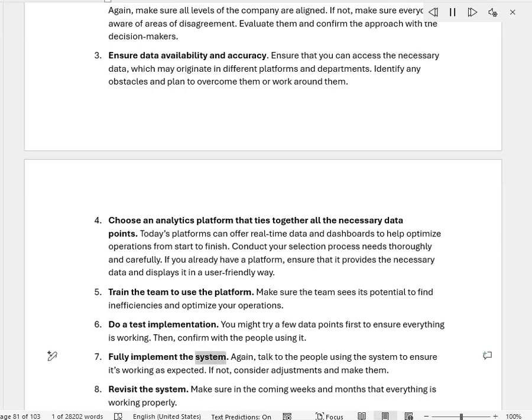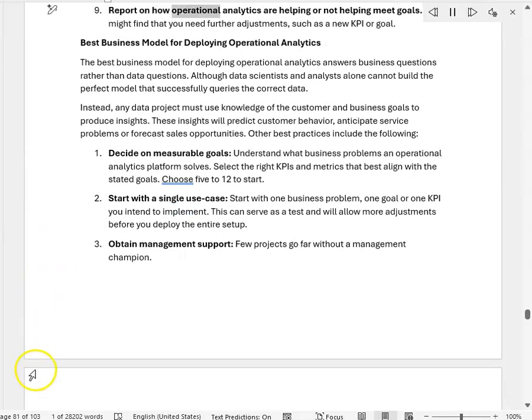Fully implement the system. Again, talk to the people using the system to ensure it's working as expected. If not, consider adjustments and make them. Revisit the system. Make sure in the coming weeks and months that everything is working properly. Report on how operational analytics are helping or not helping meet goals. You might find that you need further adjustments, such as a new KPI or goal.